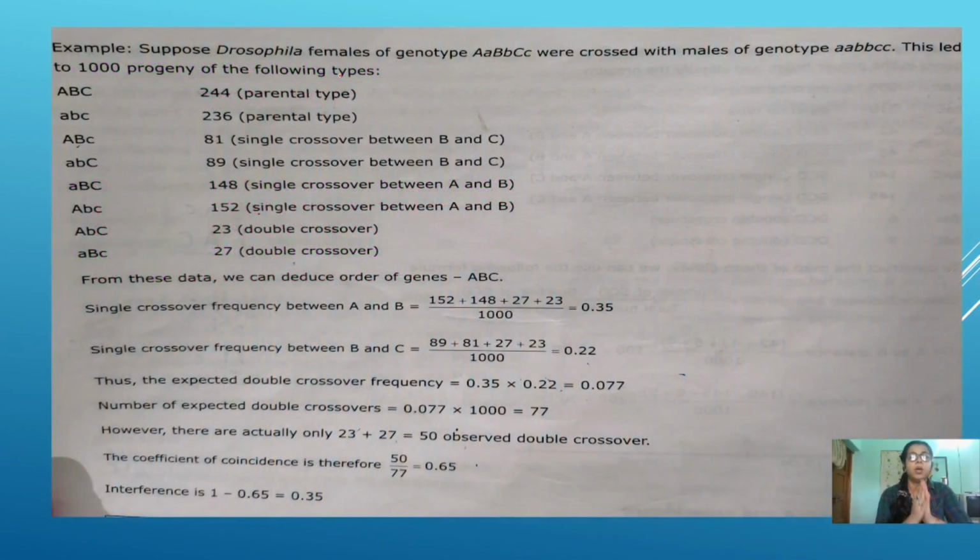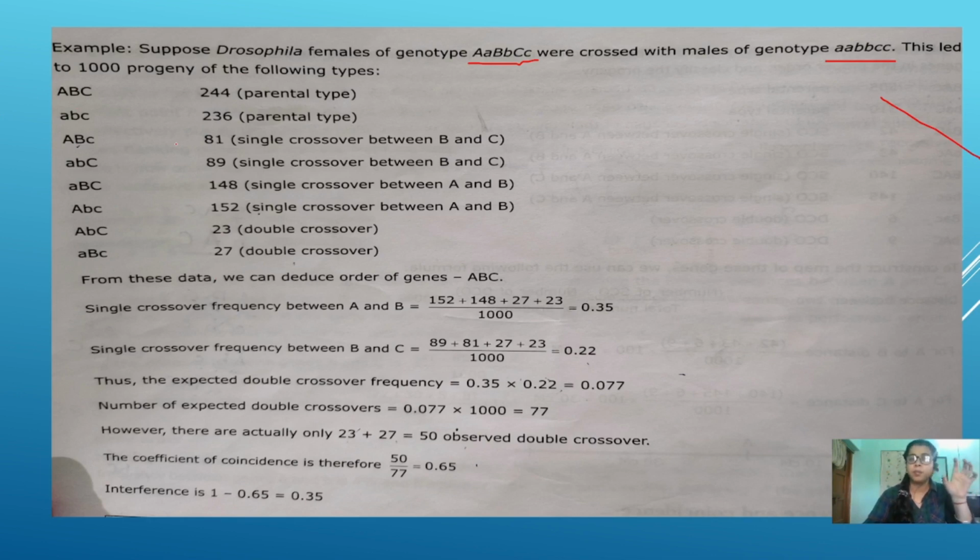Here is a Drosophila female with a genotype of capital A, capital B, small b and capital C, small c, which was crossed with a male which has a genotype of small a, small b, small b. This is the genotype of the male. This is the genotype of the female. After crossing over, we get the following progeny, which is 1000 in number. You can see here, these are the progeny and these are the numbers.